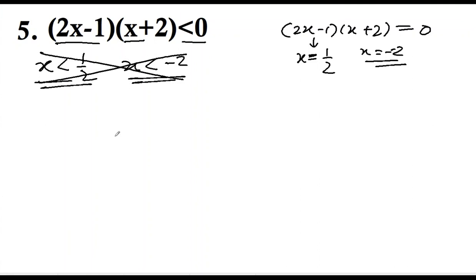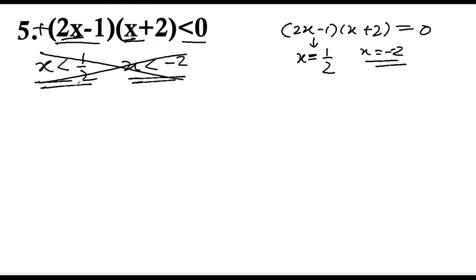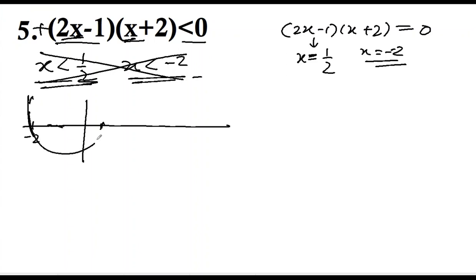You should always either draw the graph or evaluate it. What I mean is this. There is a positive leading coefficient: 2x times x is 2x squared, positive. So the graph will be opening up. Okay? And the 2 points where this graph has x-intercepts are half and minus 2. They are the roots of this inequality. So if half is positive here, minus 2 is here, and since the graph is opening up, the graph will look like this.